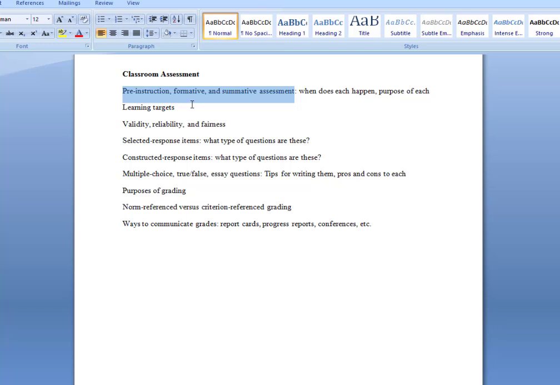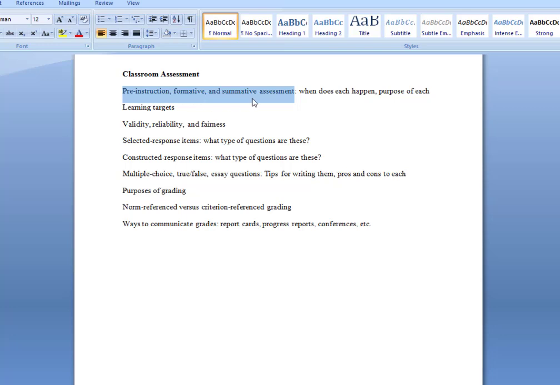Formative assessment happens while you're teaching, so the students are not super familiar with the concept yet. We're still practicing it, so we're going to have some actual hands-on practice. This could be something you grade, but it could also be something you do just to give you information about how well your students are understanding.